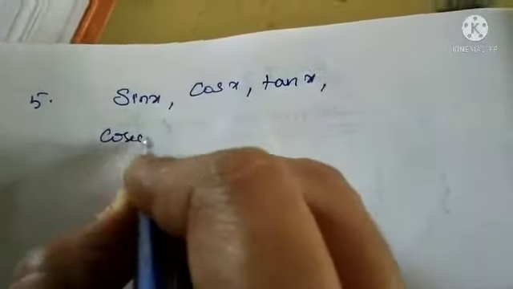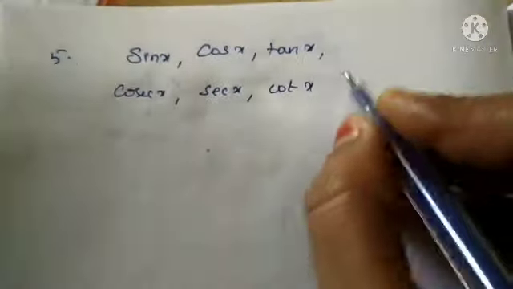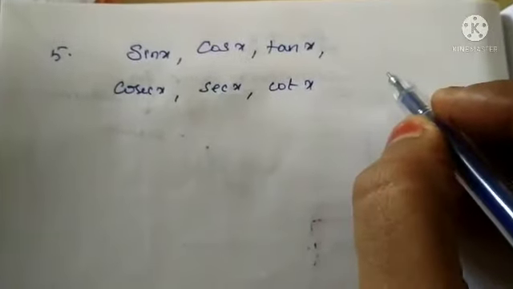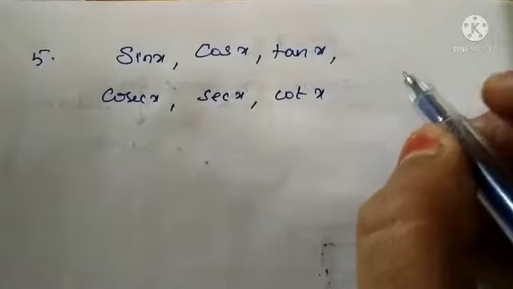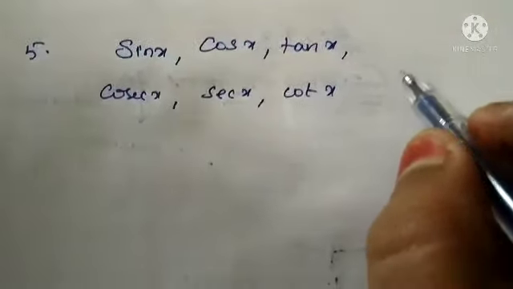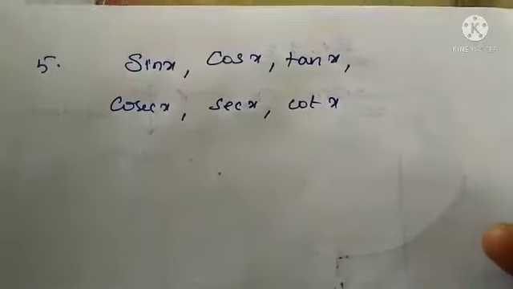We are calling sin x, tan x, cos x, and cosecant x, secant x, cot x, all these to be circular functions. Why we are calling all these circular functions means they have a particular period of time to have the second repetition.